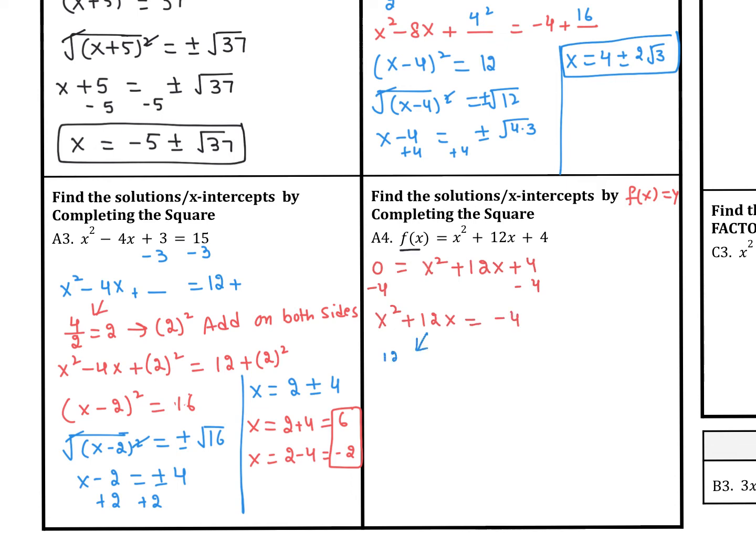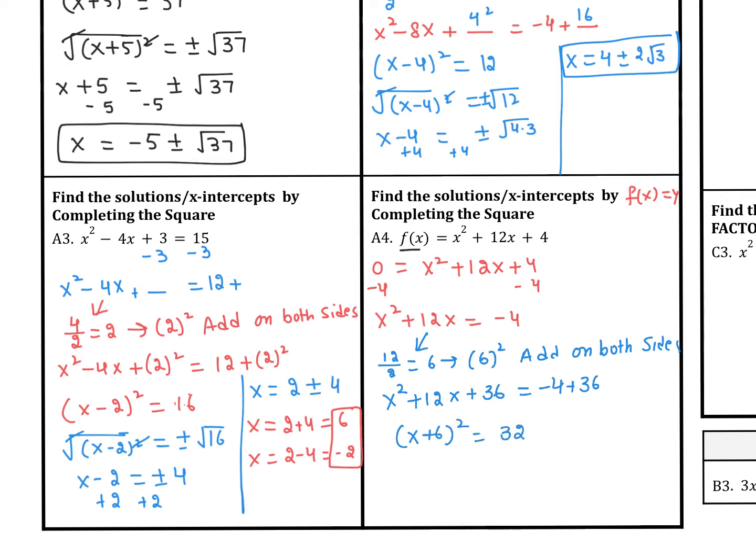Now you're doing the same thing. You divide the 12 by 2 and you got 6 here. You square the 6 and add on both sides. And you got x squared plus 12x plus 36 equals negative 4 plus 36. (x plus 6) squared equals 32. Square root on both sides. This is plus or minus square root of 32.